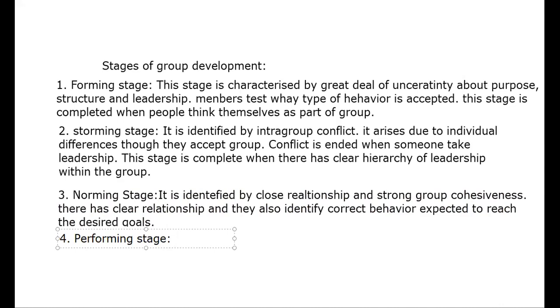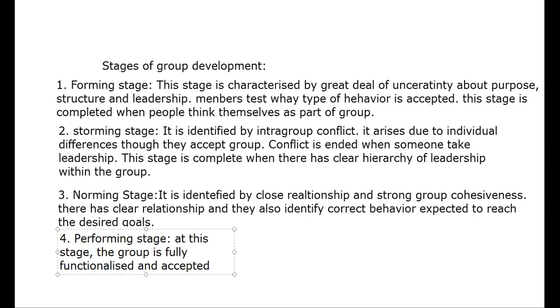So in the performing stage, what we see is the group is fully functionalized and accepted. Then they perform to show the expected behavior and to get their expected result. At this stage, the group is fully functionalized and accepted. They work together to reach the goal at hand.